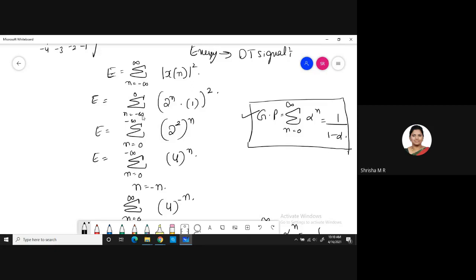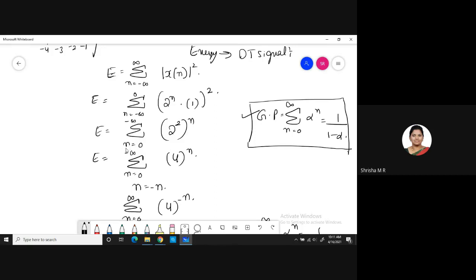So in this summation, we can interchange the limits. Whereas in integration, if you interchange the limits, you have to multiply with a negative sign. But in summation, you can interchange the limits without multiplying with any negative sign. You're free to change the limits. So I have just reversed the limits here. Because I had from minus infinity to 0, I have put from 0 to minus infinity. And I have put 2 square to the power of n here.